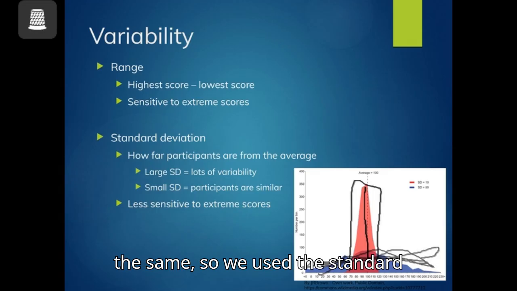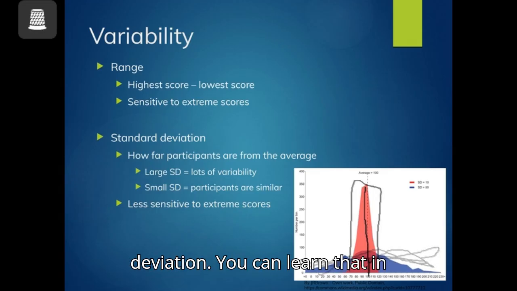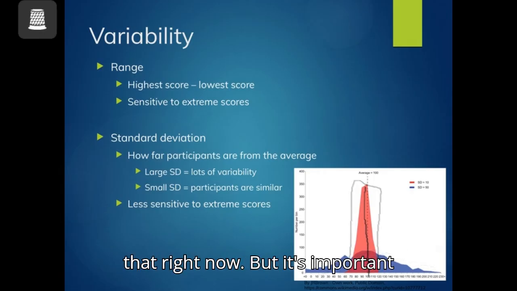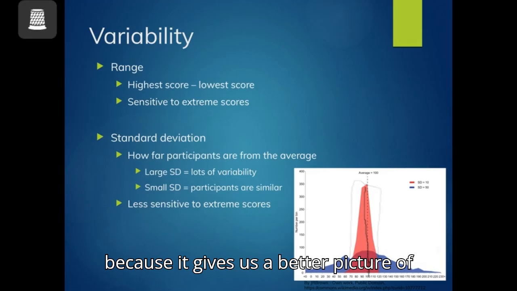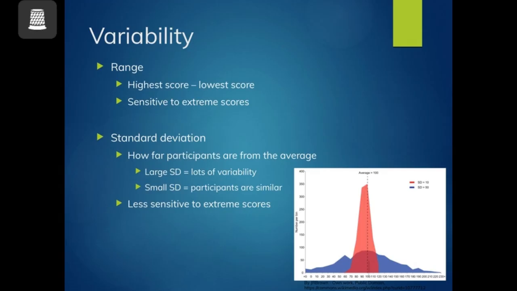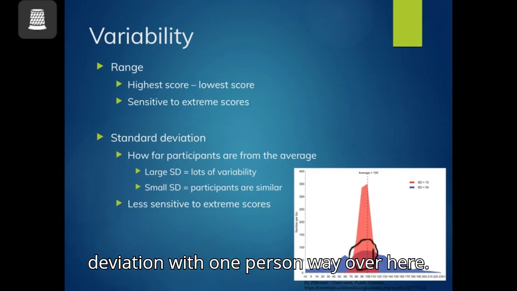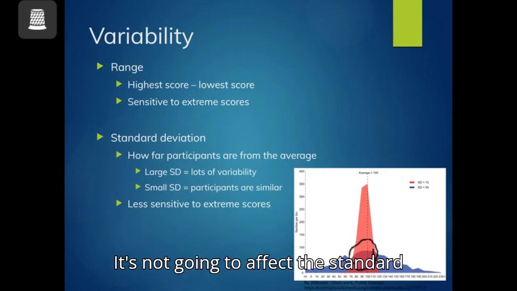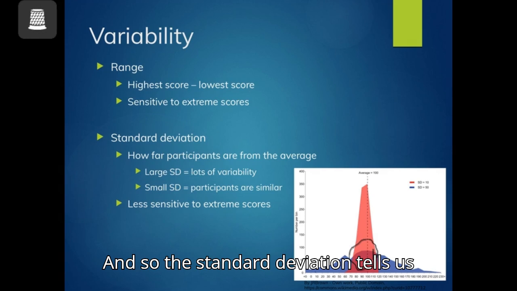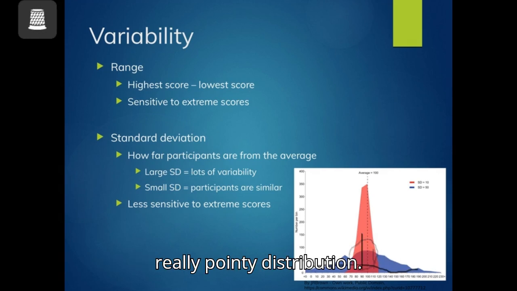So we use the standard deviation, and I'm not going to talk about how to calculate it. You can learn that in statistics. But it's important because it gives us a better picture of the scores than the range does, because you can still have a smaller standard deviation with one person way over here. It's not going to affect the standard deviation too much. And so the standard deviation tells us much more about whether it is a flat or a really pointy distribution.